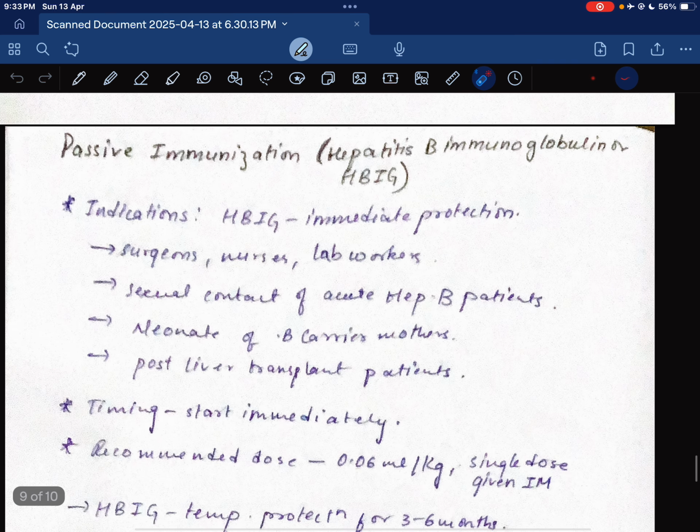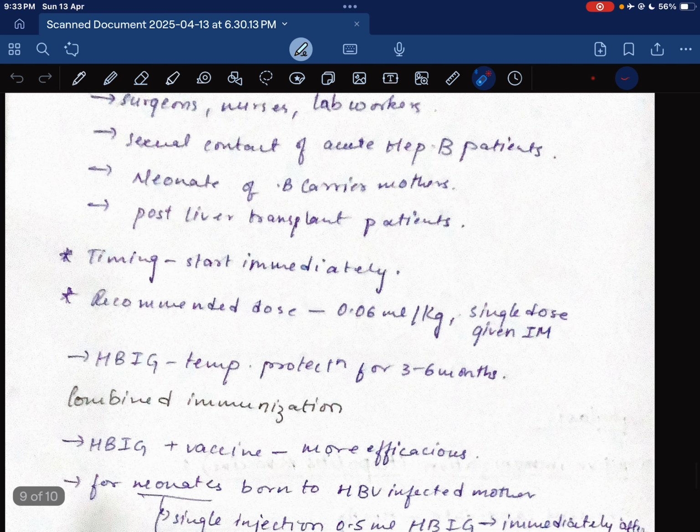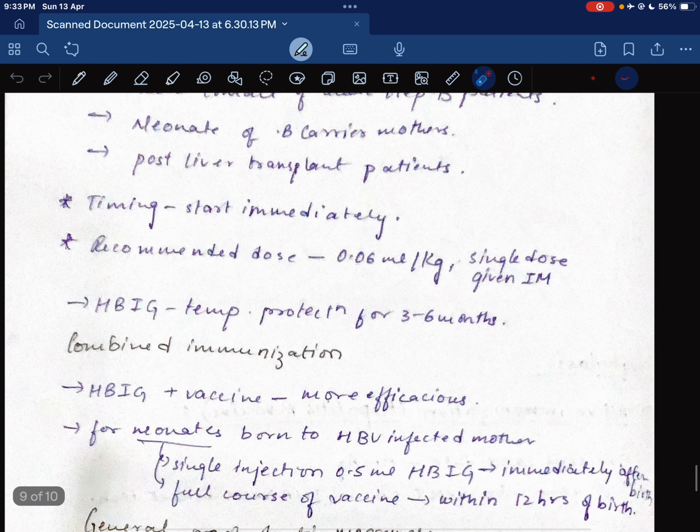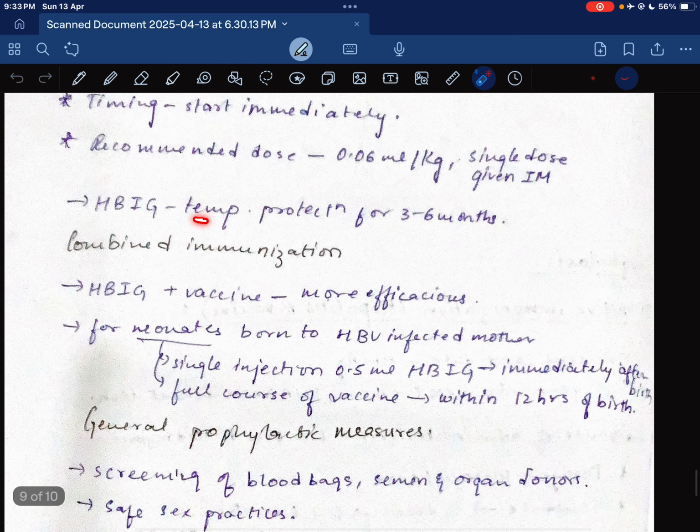Passive immunization: hepatitis B immunoglobulin or HBIG provides immediate protection. It is given to surgeons, nurses, lab workers, sexual contacts of acute hepatitis B patients, neonates of HBV carrier mothers, and post liver transplant patients. Timing: to be started immediately. Recommended dose 0.06 ml per kg, single dose IM. HBIG gives temporary protection for 3 to 6 months.